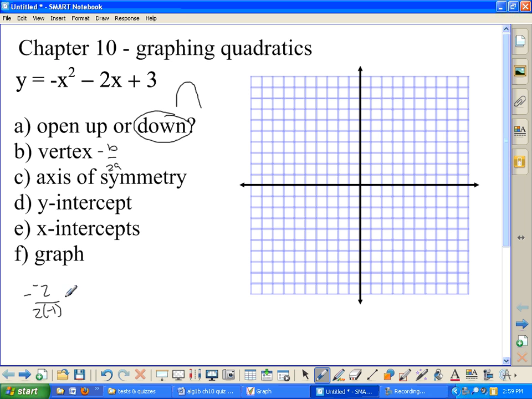So there are a lot of negative signs here. Opposite of a negative 2 is a positive 2, divided by negative 2, which gives you negative 1. So the x-coordinate of the vertex is negative 1. And then remember, we're going to plug that negative 1 in for x here and here.